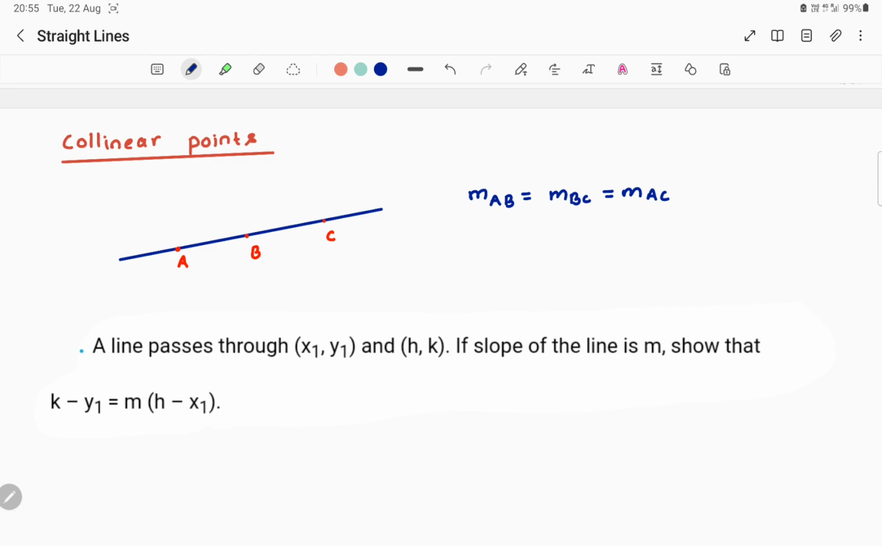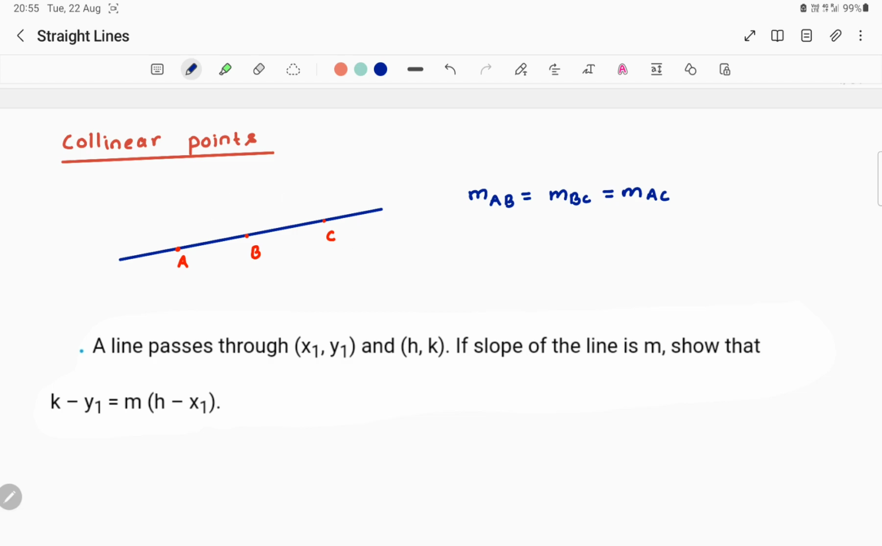The other method you would have seen is the section formula. You can assume the ratio is lambda is to 1, and then find the coordinates in terms of lambda. Let's say this point is x1 comma y1, this is x2 y2, and this is x3 y3. You can find the coordinates of B in terms of lambda, x1 and x3, and equate it to x2. You can find lambda. Similarly, you do it for y2. If both the lambdas are the same, we can show that they are collinear.